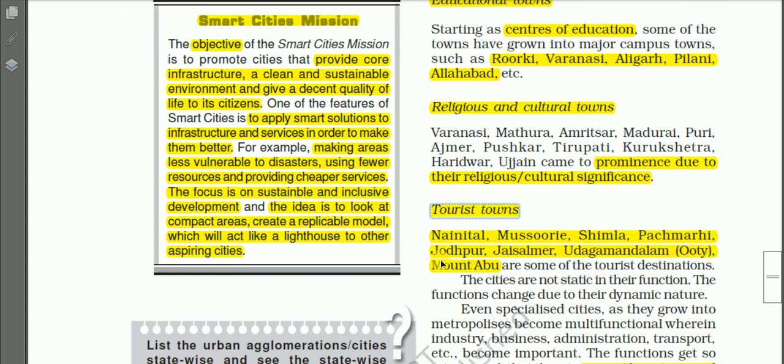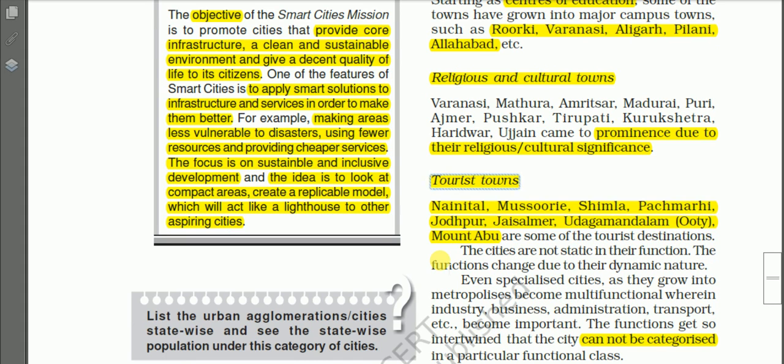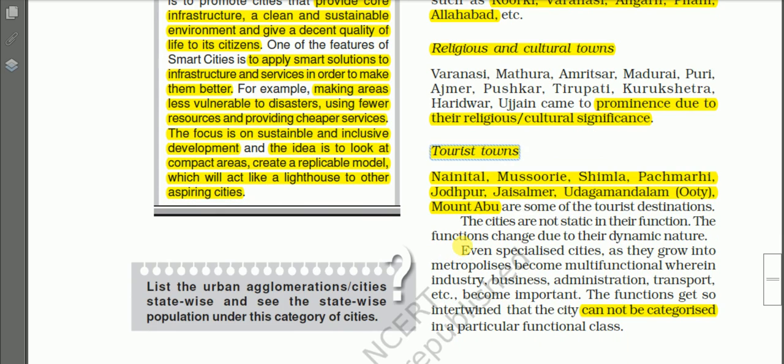Next we have the last type of functional town, that is tourist towns. Actually these are famous as hill stations or tourist resorts. These are famous tourist destinations, and we have examples: Nainital, Mussoorie, Shimla, Pachmarhi, Jodhpur, Jaisalmer, Udagamandalam, that was known as Ooty. Then Mount Abu. So these are some examples of tourist towns.